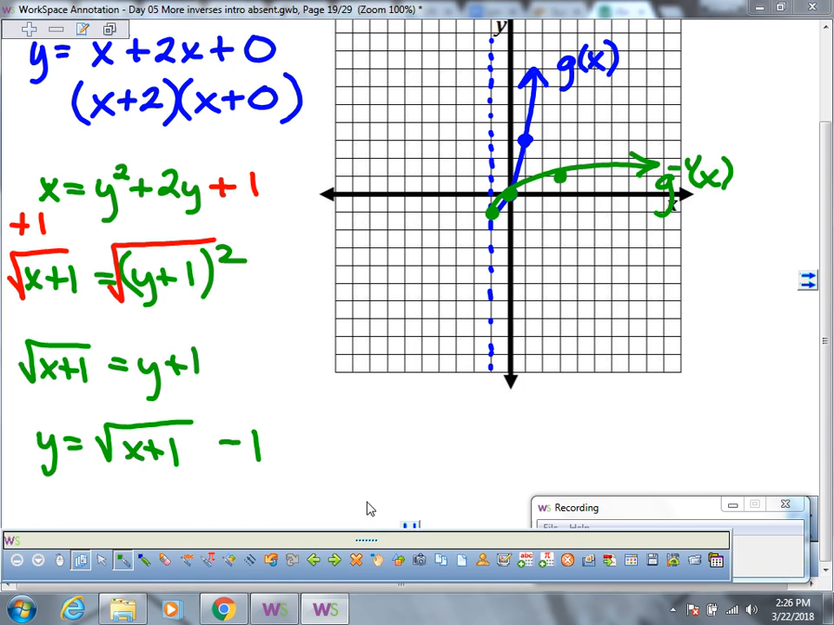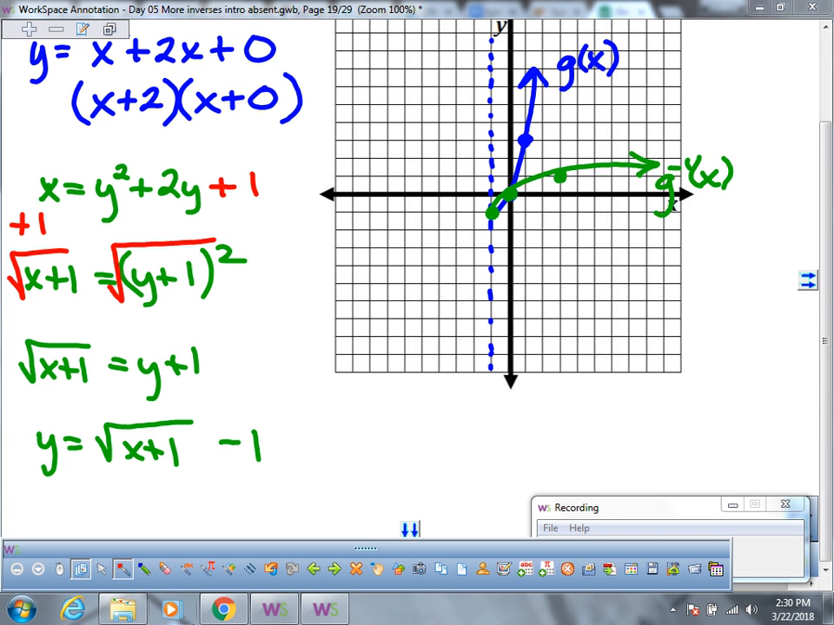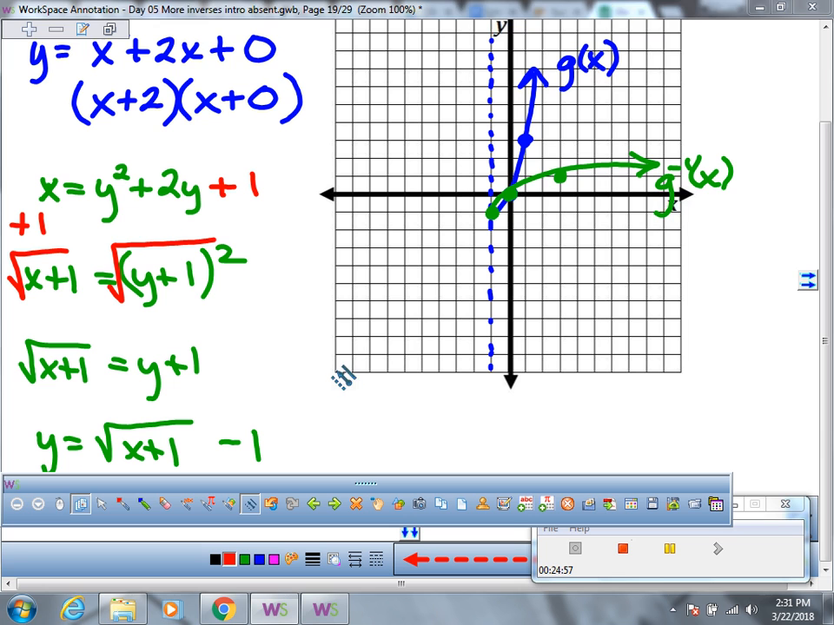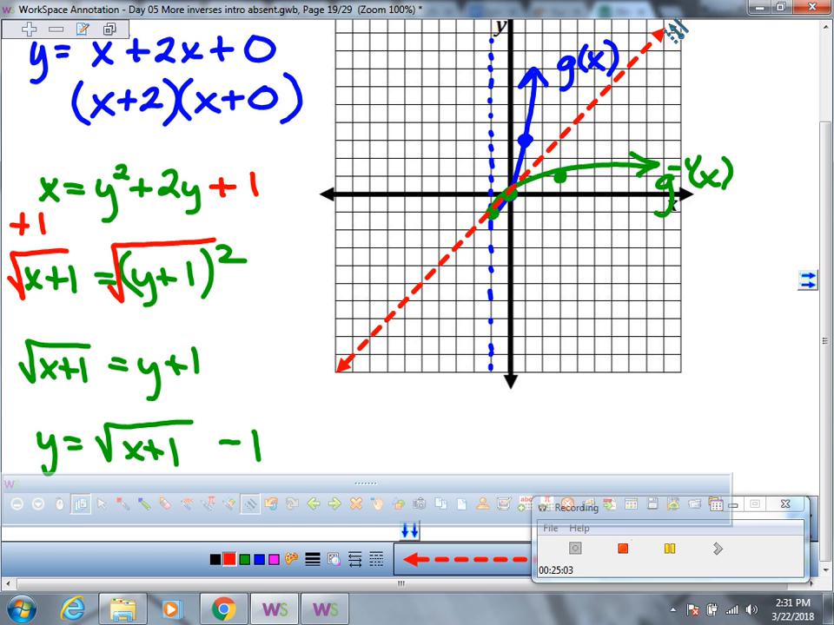Now, can you guys see that? Does that make sense? If I were to put the line y equals x, does it make sense? Because then it would make it not a function. Are we good? Okay.